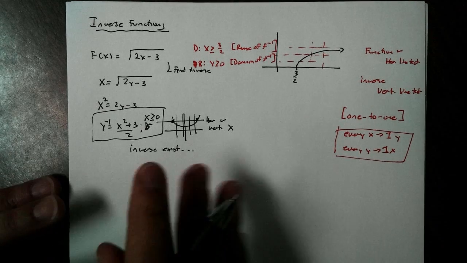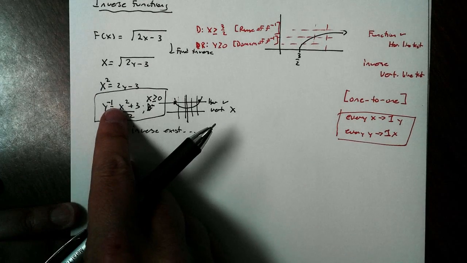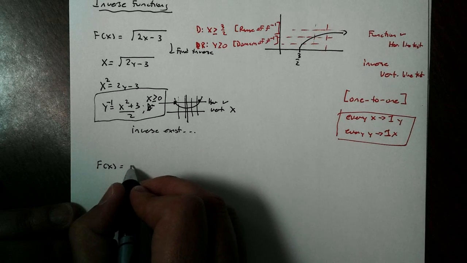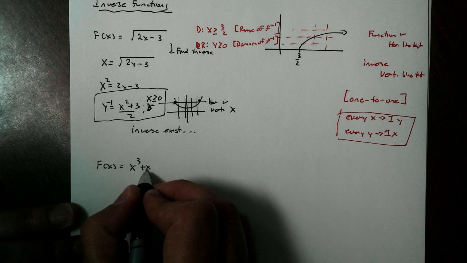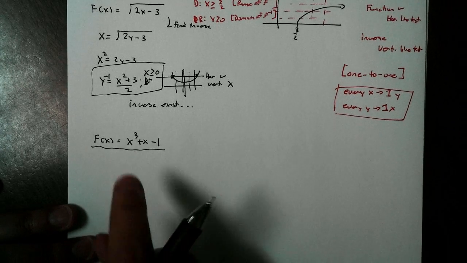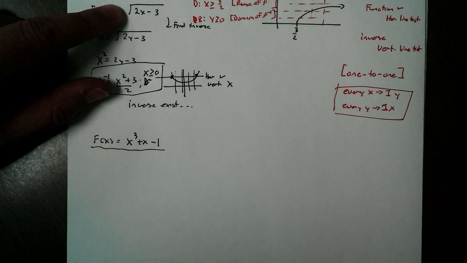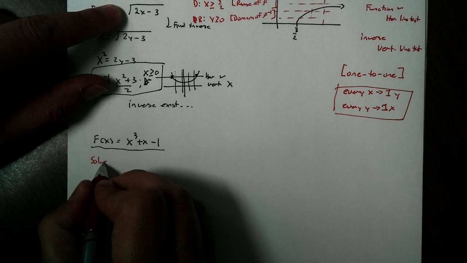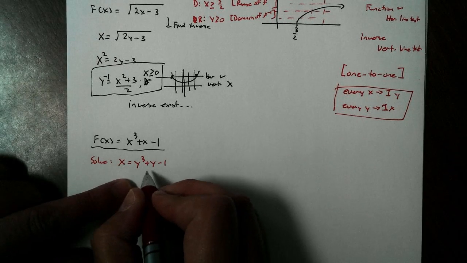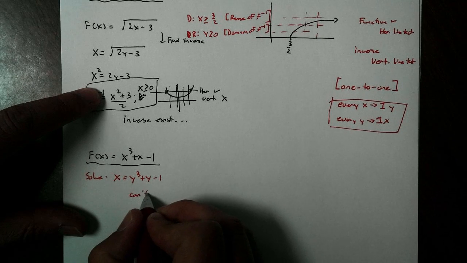But what happens if we have functions that we can't graph or functions that we can't solve? So let's take a look at this function right here. Let's take a look at x cubed plus x minus 1. And I want to find out if this function has an inverse. Well, I could try solving it. Okay, let's try that. I would get x equals y cubed plus y minus 1. Oh no. Unlike right here, where I can solve for y, here we can't solve for y.